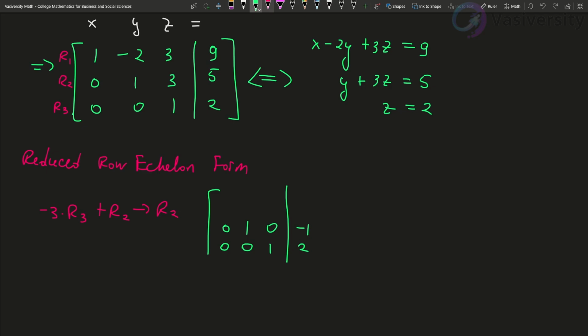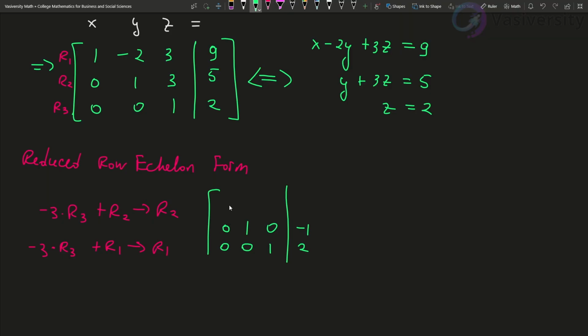Okay, and what else can we do? Now we can take row 2 here. So if we do row 2, or actually we can do both. We could first do row 3 times -3, row 3 plus row 1, change row 1. Okay, so let's do that.